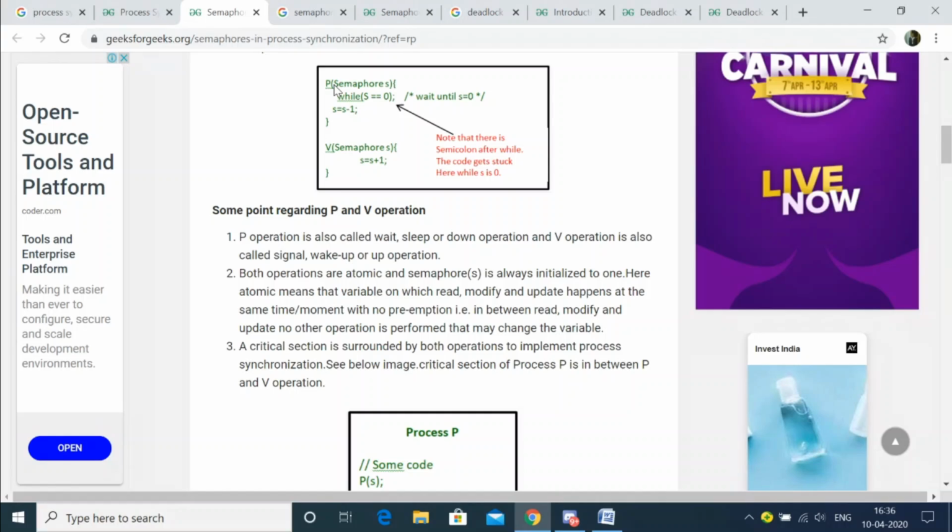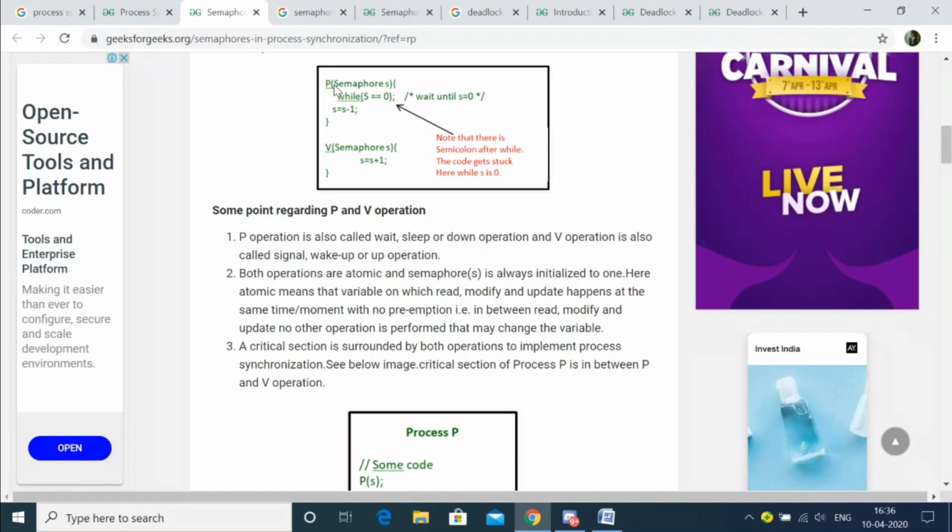Now if P1 enters its critical section, then the value of semaphore S will become 0. What will this indicate? It will indicate that if P2 wants to enter the critical section, it cannot enter, because it will see that the semaphore's value is 0. A semaphore value of 0 means that the critical section is occupied by some process. That will be the signal which goes to P2.